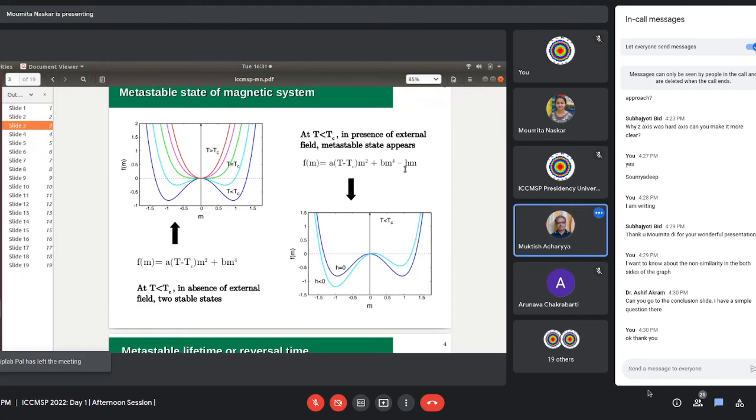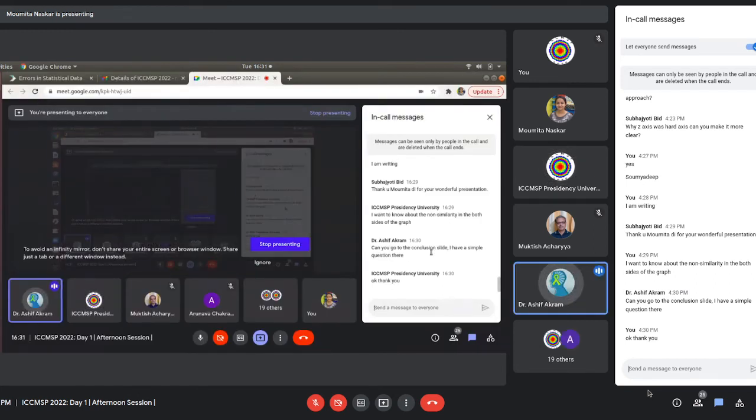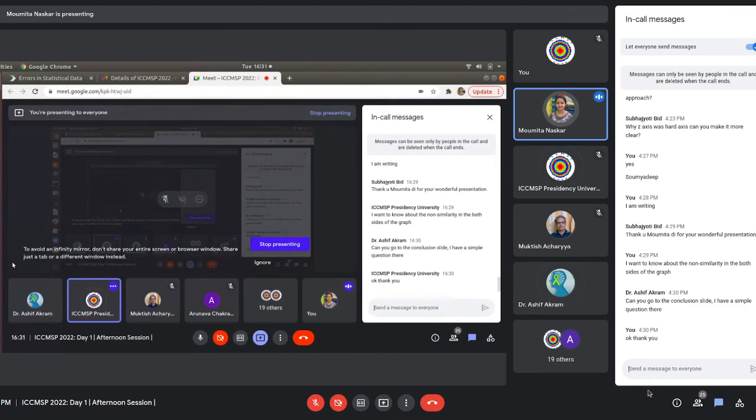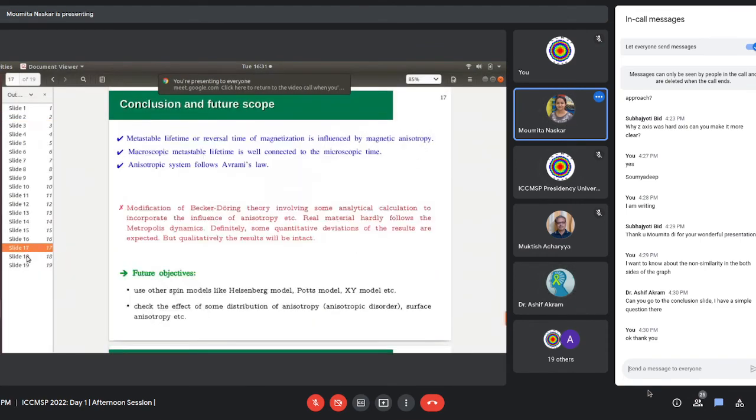Right. Okay. So there is another question from Dr. Ashif Akram. Dr. Akram, you can ask your question. Momita, can you go to the conclusion slide? Okay. So you are saying that the macroscopic metastable lifetime is well connected to the microscopic time. I may have missed the in-between slides, so this point is actually not clear, how you are equating the two.